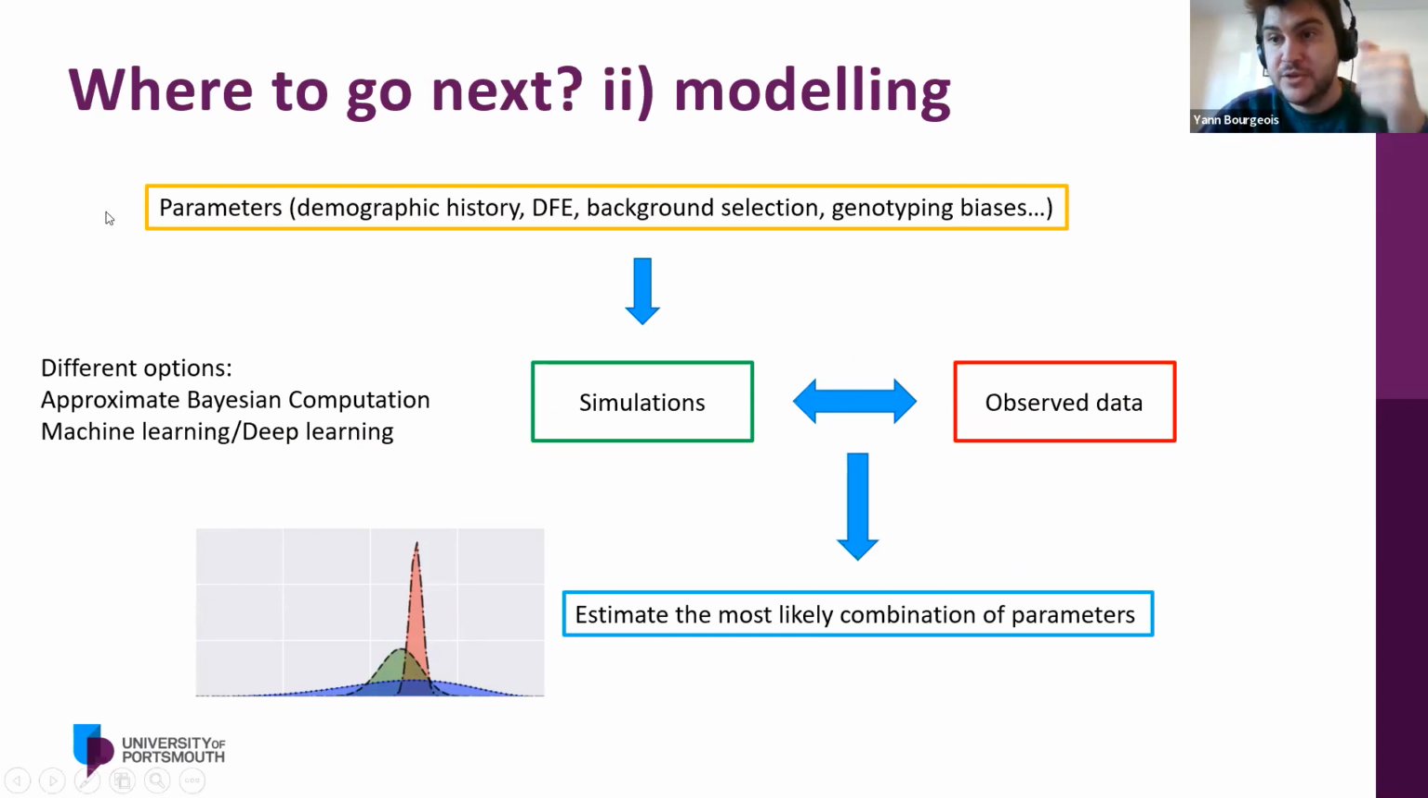Once we do this contrast, we can try to estimate which set of simulations is the best at estimating the combination of statistics that we observe in the data, and we can then draw the distributions for the most likely sets of parameters, the most likely combination of parameters that would explain the data that we observe. So it's always Bayesian in the end. It's the probability of the model given the data.